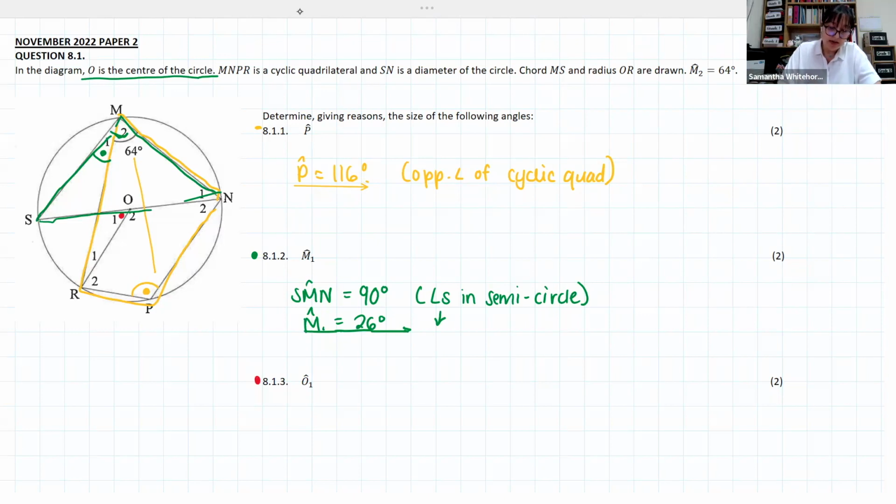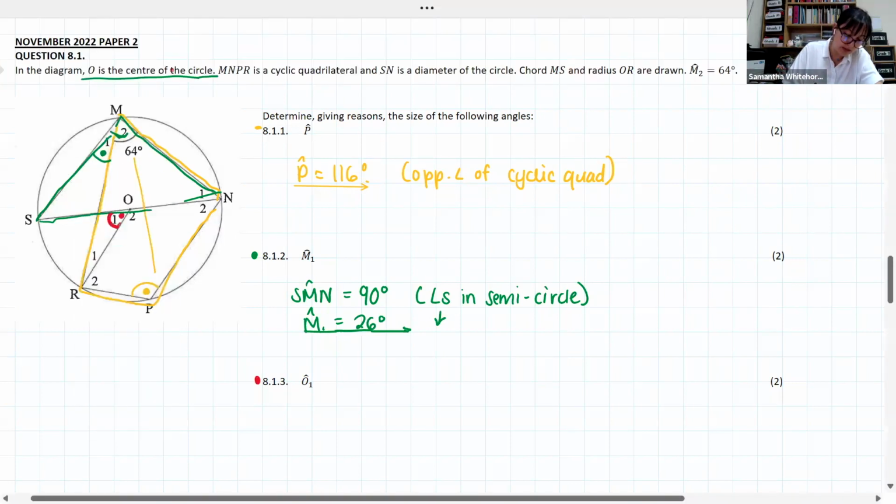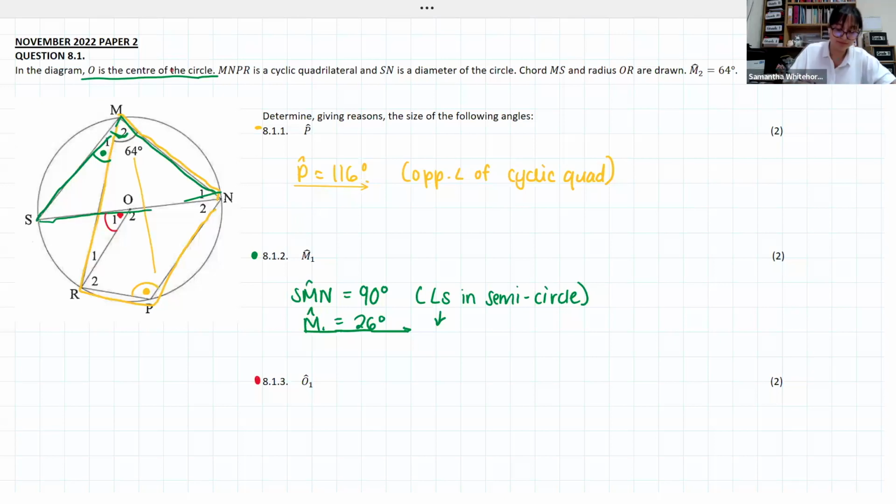Okay, and then the last angle we had to find was angle O1, again, labeled here in red. Now, O1 is a reason that I feel like sometimes we struggle with if it's not the obvious. What I want you to notice is that angle O1 is an angle at the center. And from that same imaginary chord SR, we also have an angle subtended at our circumference. And so what we actually have here is angle at center equals 2 times angle at circumference.